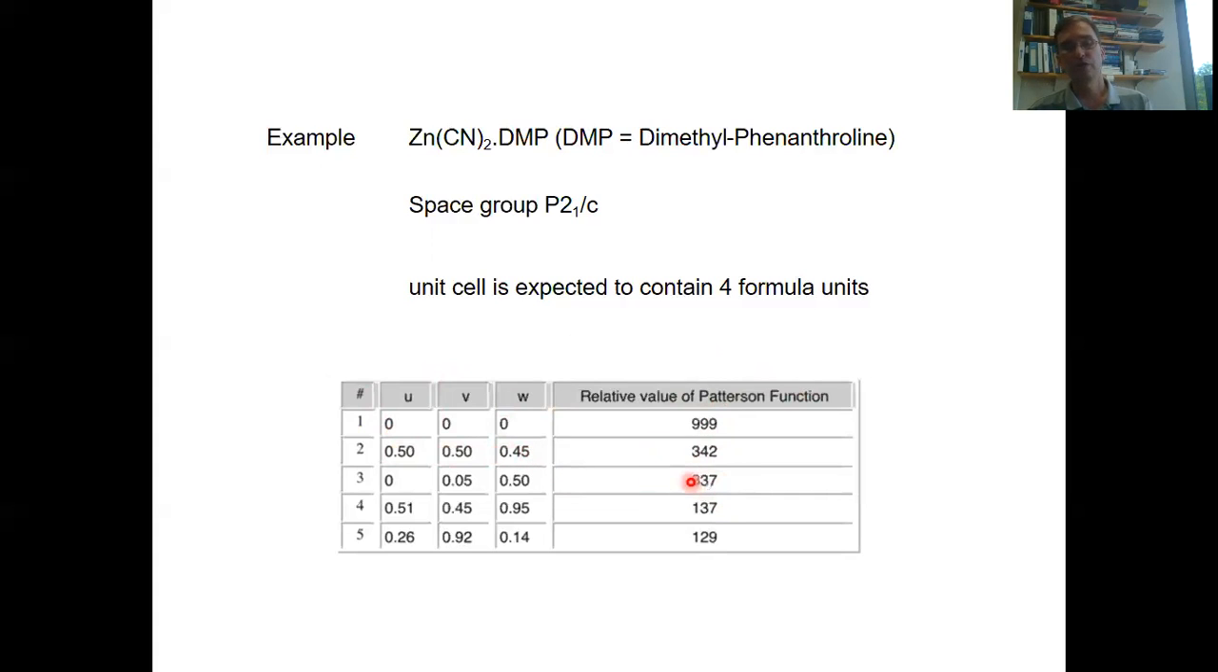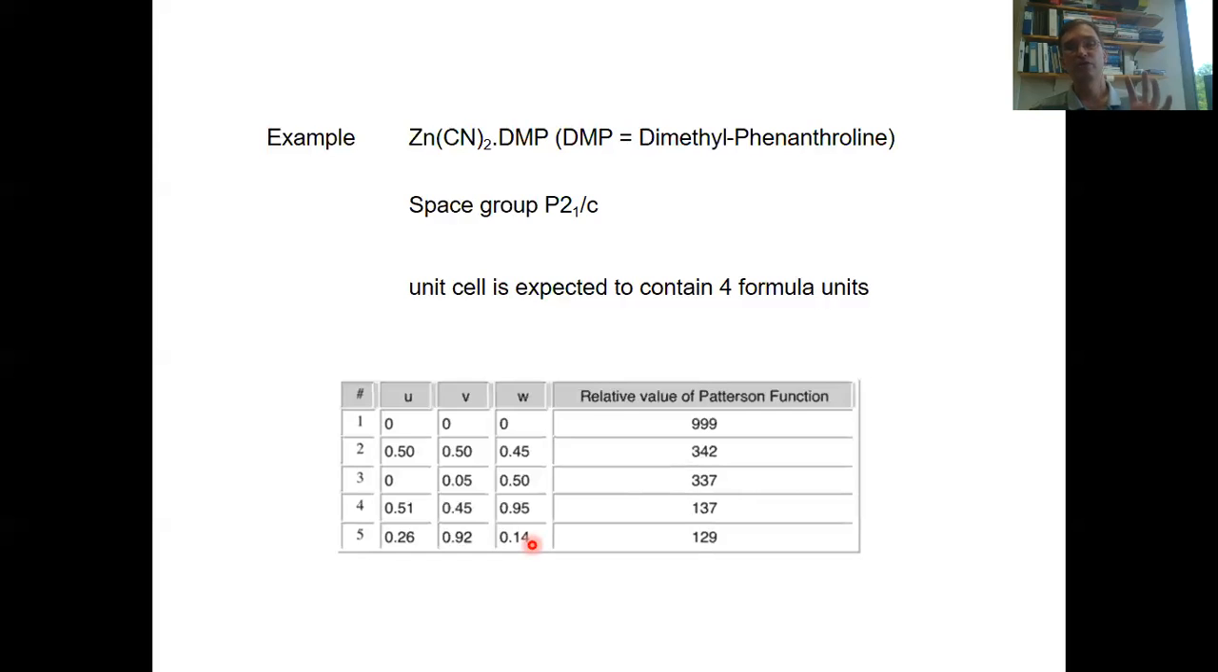The third most intense peak is at 0, 0.05, 0.5. The fourth most intense one is at 0.51, 0.45, and 0.95. And the fifth most intense one is at 0.26, 0.92, and 0.14.